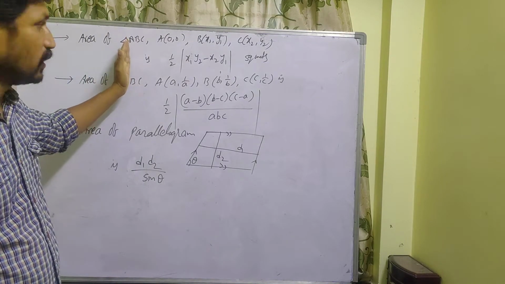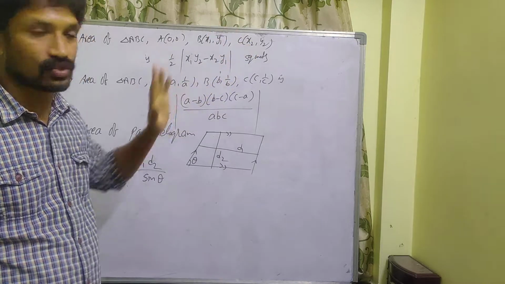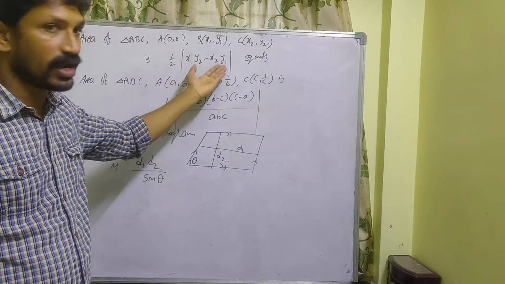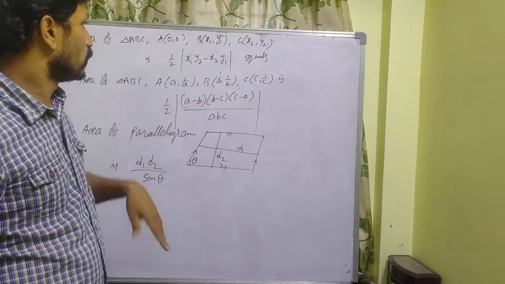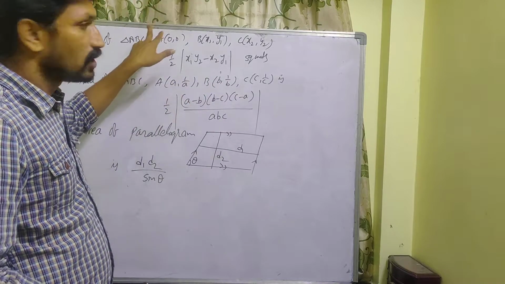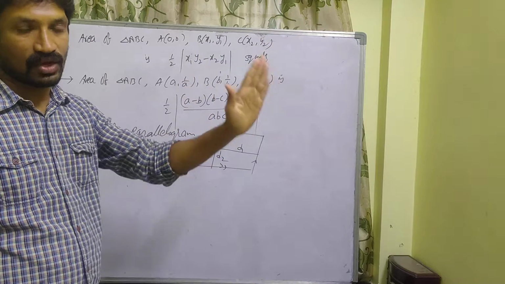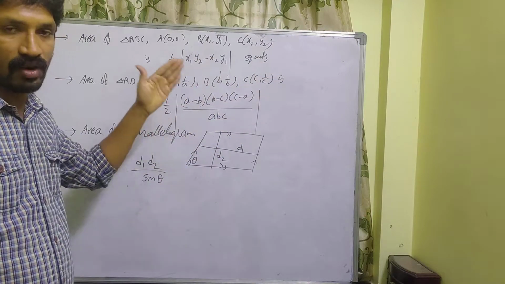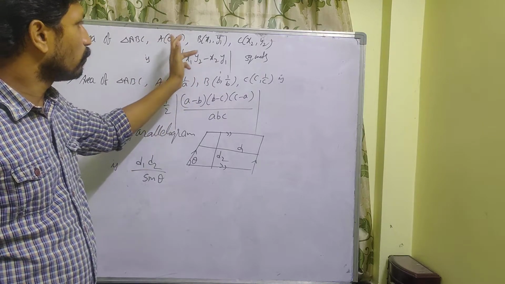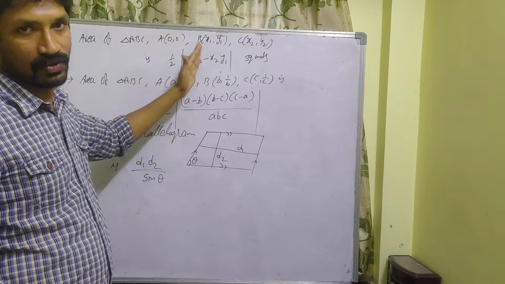Area of triangle ABC having vertices (0, 0), B(x1, y1), C(x2, y2) is half into modulus of (x1 y2 minus x2 y1) square units. Actually, instead of this formula, you can use the regular formula. What is that? x1, x2, x3, x1 and y1, y2, y3, y1. Or I gave one more formula: half into modulus of determinant of x1 minus x2, x1 minus x3, y1 minus y2, y1 minus y3.